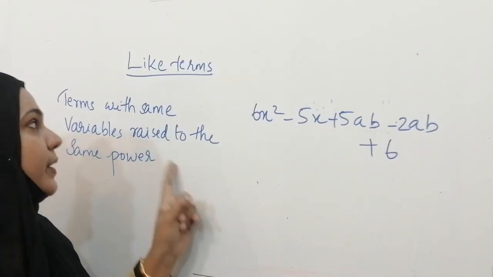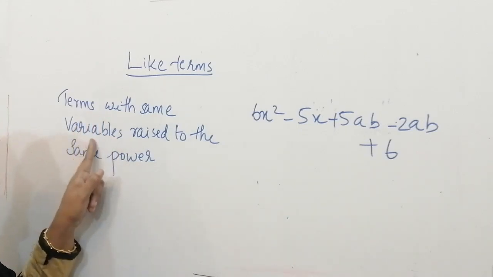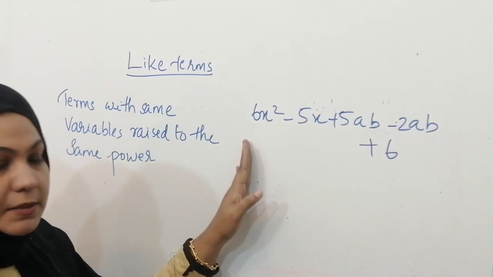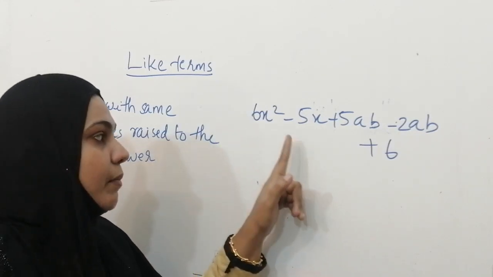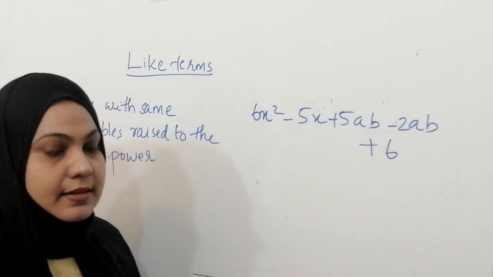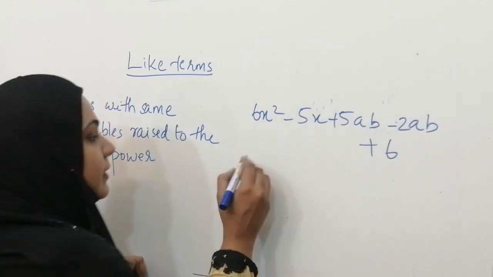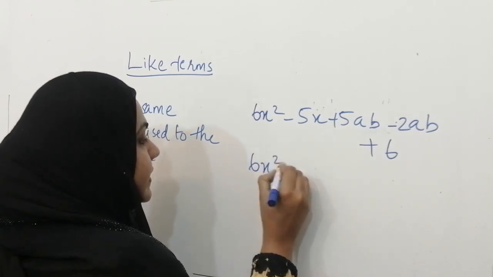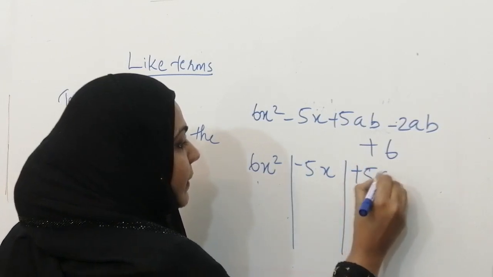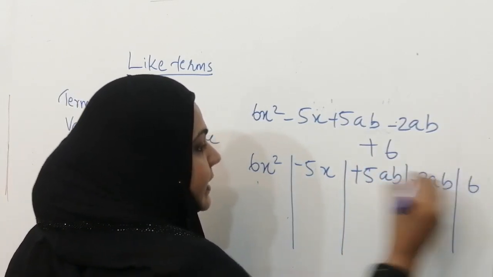So our next topic is like terms. So what is like terms? Terms with the same variables raised to the same power. So for example, this is an algebraic expression 6x square minus 5x plus 5ab minus 2ab plus 6. So here first we can write the terms. So first term is 6x square, minus 5x, plus 5ab, minus 2ab and finally 6.